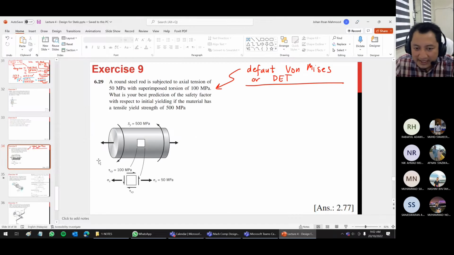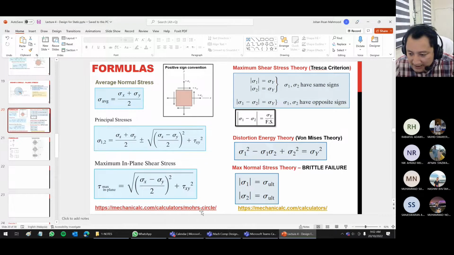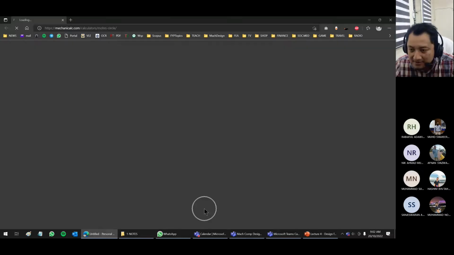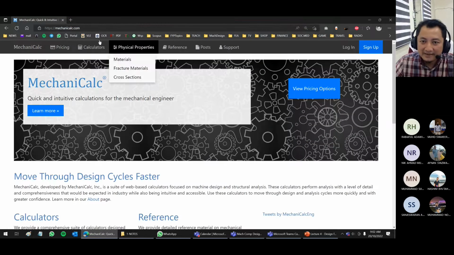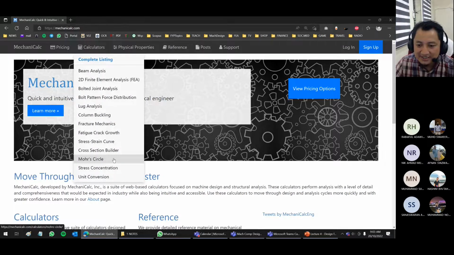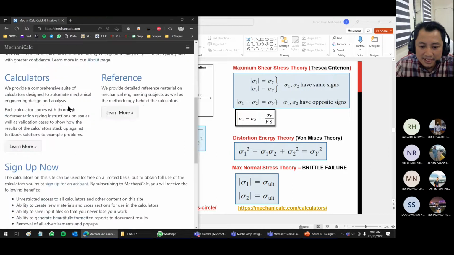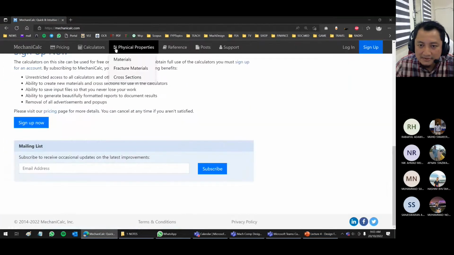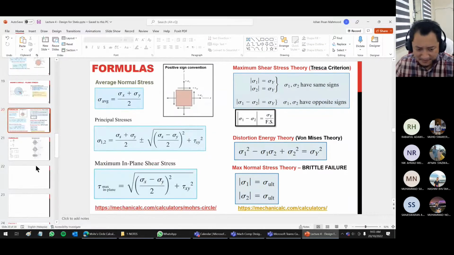Okay, so where to find the link? You can go here. There's this mechanical calculator, Mohr circle. Press control and click on it. And if you cannot find it, go to this link: mechanicalcalc.com. Then go to calculators and go to Mohr circle. Try to do this question.